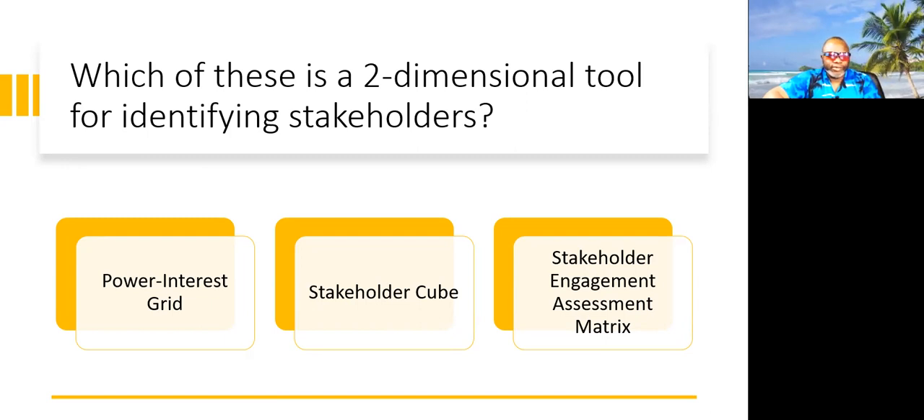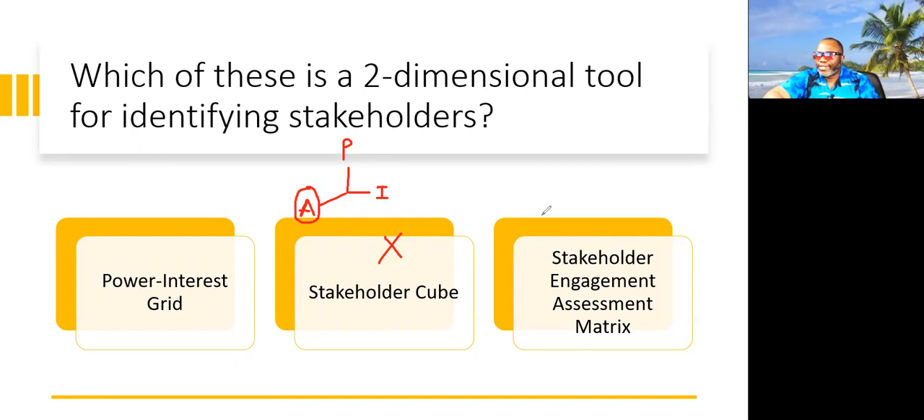All right, that's enough. 3, 2, and 1. Let's take a look. So which of these is a two-dimensional tool? Well, a stakeholder cube is a three-dimensional tool. Remember, the stakeholder cube has the power, the interest, and it could also have the attitude of the stakeholder. So it takes the power interest grid and it throws in a third dimension of attitude. So it's not the stakeholder cube.